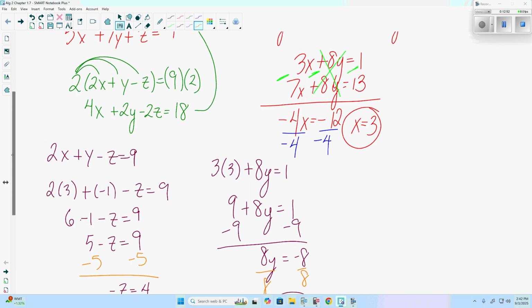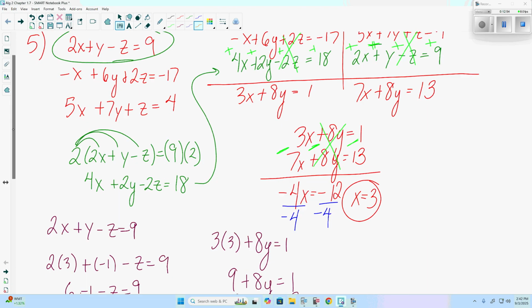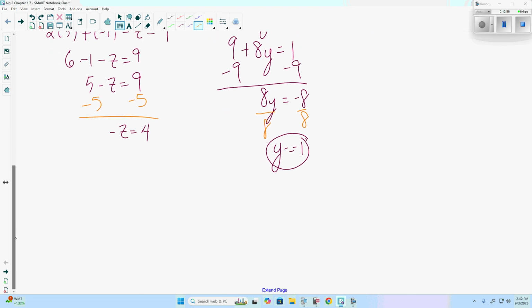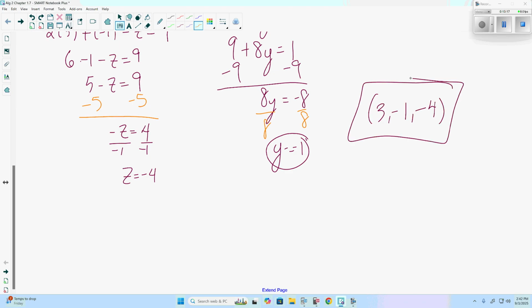Divide both sides by negative 1, telling us z is negative 4. Yep. So the answer is 3, negative 1, negative 4. That's on 1.5. Yep. Number 5.